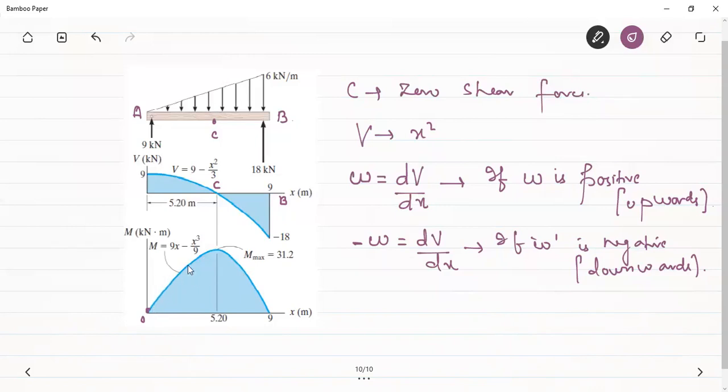Again, the behavior of this cubic curve will depend upon the shear force diagram. The shear force is decreasing from A to C, from 9 to 0. Therefore, the slope should be decreasing. And similarly, the slope will go on increasing because the shear force is increasing from C to B. Therefore, from C to B, the bending moment slope will go on increasing.